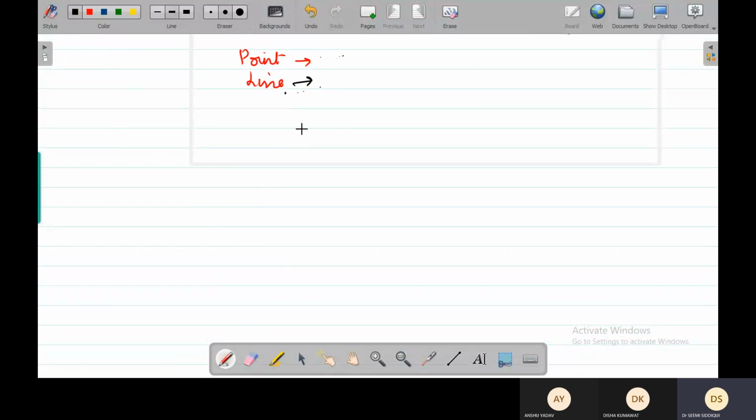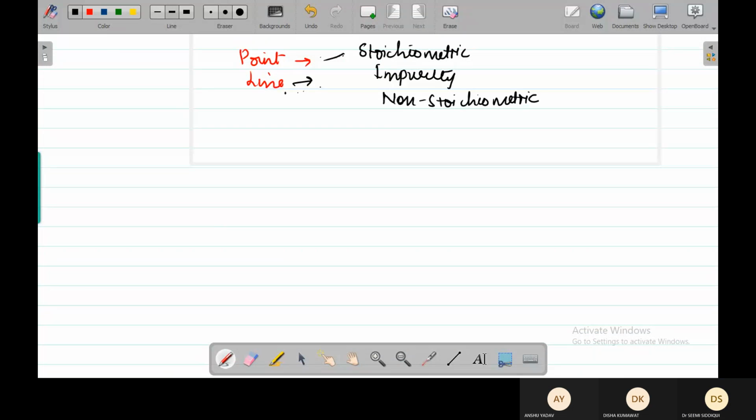This point defect can further be classified as the stoichiometric, impurity, and non-stoichiometric. Now, when we talk about the stoichiometric, the point defects that do not disturb the stoichiometry of the solid, means whatever its ratio is, that is not going to be disturbed.